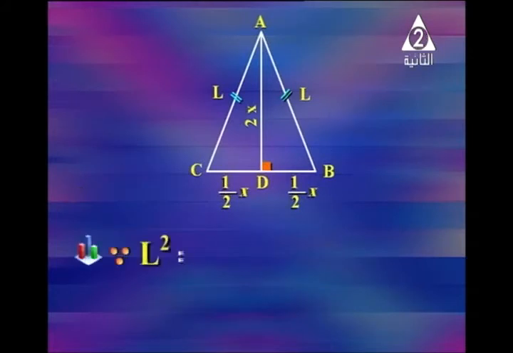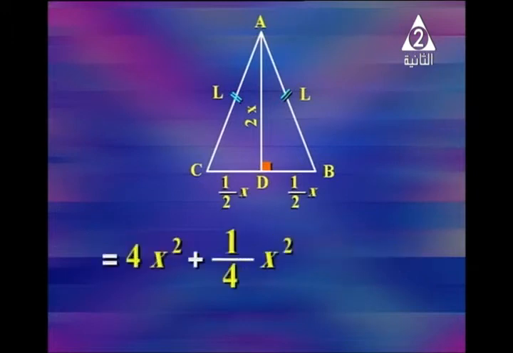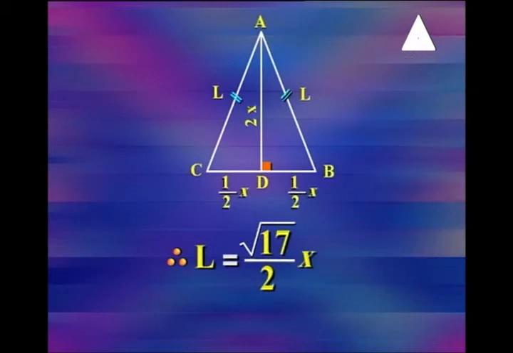Then we know that in isosceles triangle ABC, triangle ABD is a right angle triangle at D. We find L squared, the hypotenuse, equals the sum of squares of the two sides: (2x) squared plus (half x) to the power 2. Then L squared equals 4x squared plus a quarter x squared, equal 17 over 4 x squared. Then what is the length? Equal root 17 over 2 x. This is the relation between the length of AB and BD, or half of the base of triangle BC.